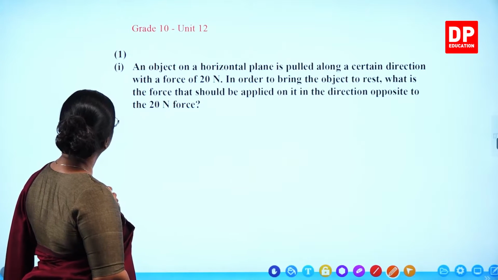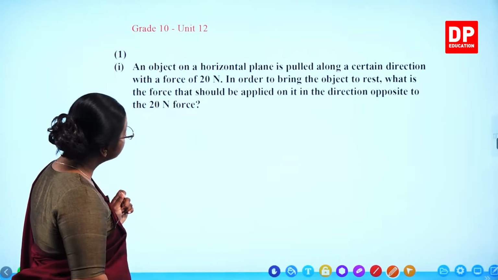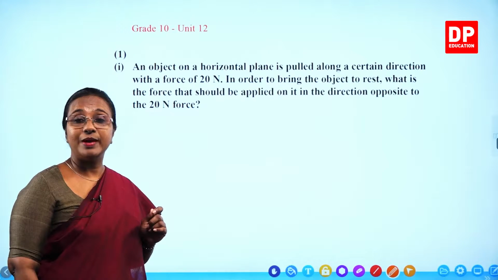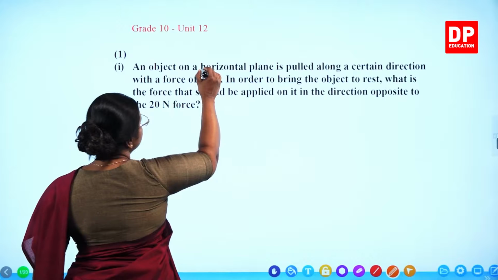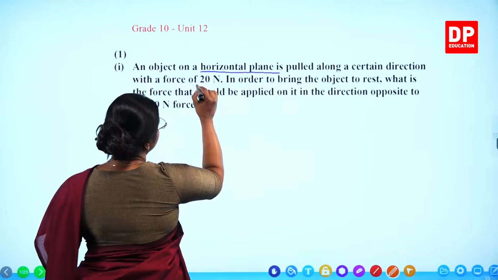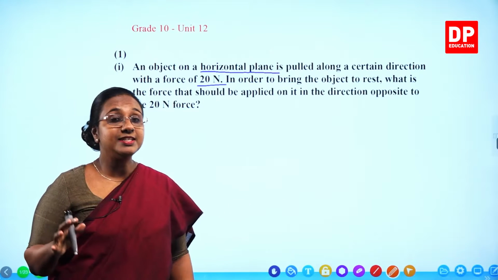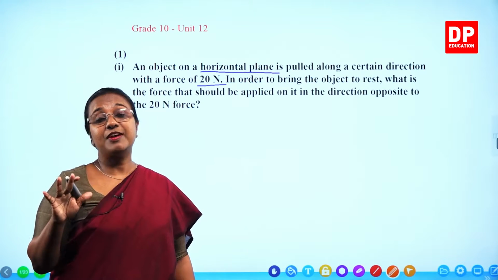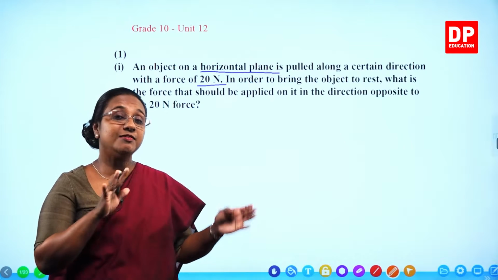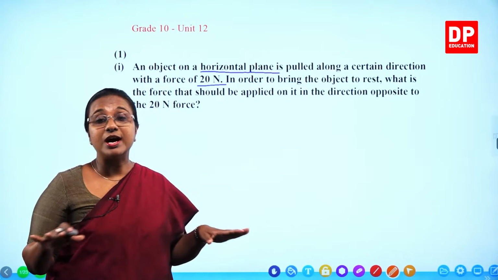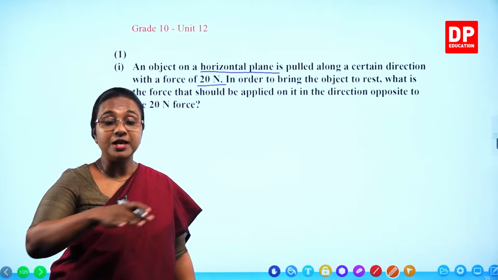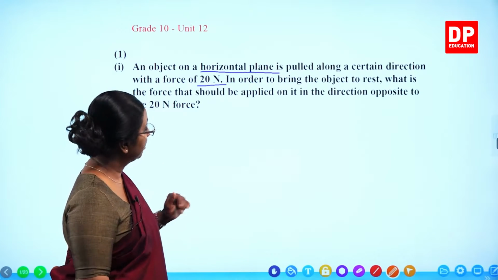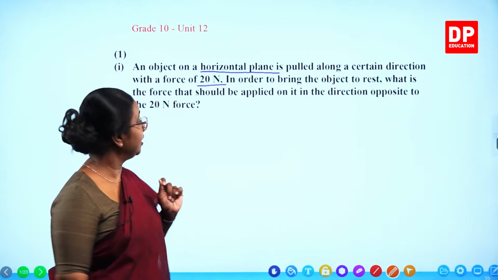The first question. An object on a horizontal plane is pulled along a certain direction with a force of 20 Newton. So here you all know, students, you have to note these terms: horizontal plane, 20 Newton. Why does it have to be a horizontal plane? So it is just one plane. Only the effect of the force applied on the object will act on the object. There is no other effect. You all know if it was a slope, then that can lead to a change in the movement of the object. So that is why it has to be horizontal plane.